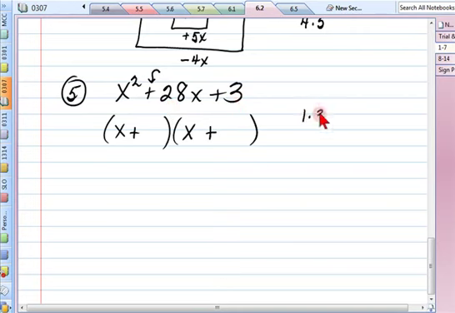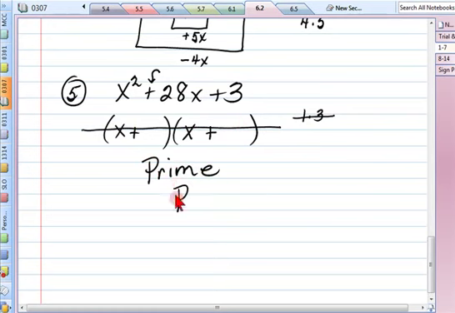Well, is it 1 times 3? No. Is there another choice? I mean, 3 times 1, but that wouldn't change anything. If that doesn't work, there is no way to factor this. When that happens, it is prime. And MathLab will say use letter P to designate prime.